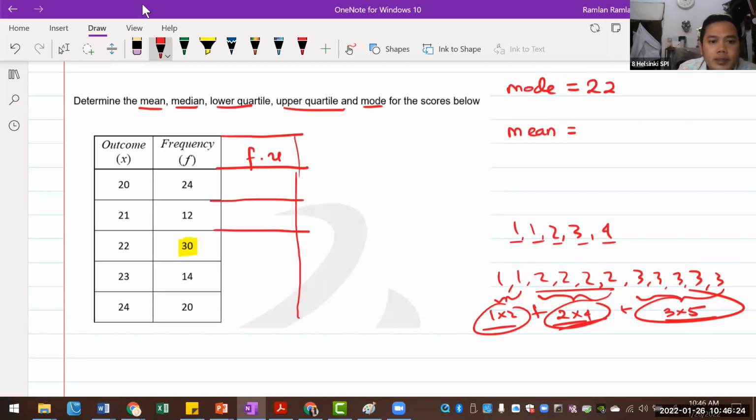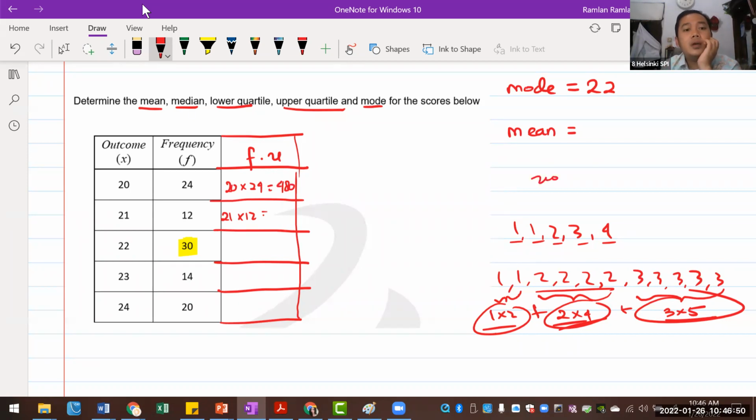Okay, so basically it's just multiplying those two numbers, which are the outcomes and the frequency. So in here we have 20 times 24, that will be 480, right? And we have 21 times 12, that means, do I have my calculator? It will be 210 plus 42.